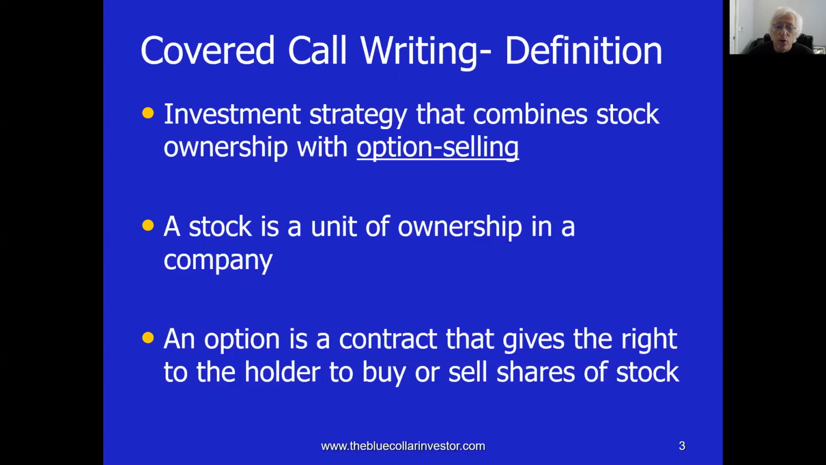Now, a stock, as you know, is a unit of ownership in a company. So when we buy a share of stock, we are actually owners in that particular company. An option is a contract that gives the buyer of that option the right but not the obligation to buy or sell shares. In the case of covered call writing, we are selling a call option, selling the right to some unknown person to buy our shares from us at a price that we determine by a date that we determine.